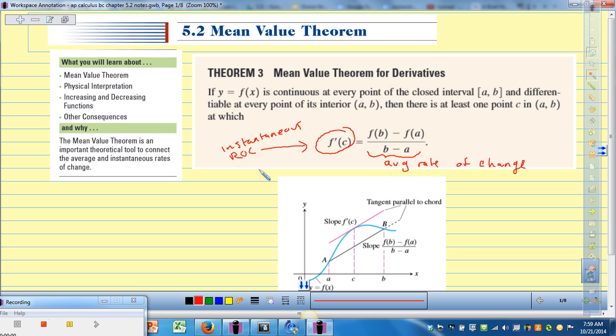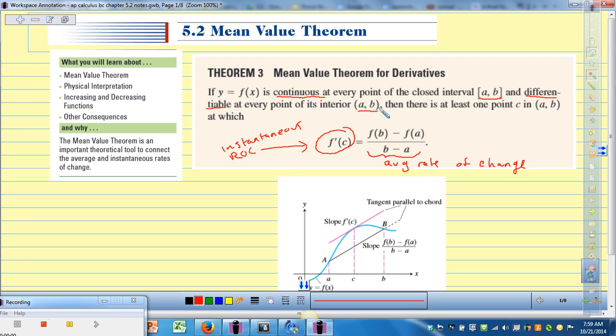And you will be using it a great deal. It becomes very useful in a lot of different situations. But the first thing I want you to remember about this is there are two conditions that must be met. And the conditions are that the function must be continuous at every point in the closed interval and differentiable at every point in the open interval.